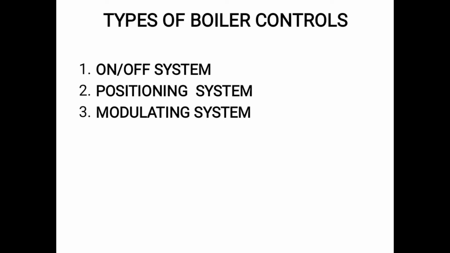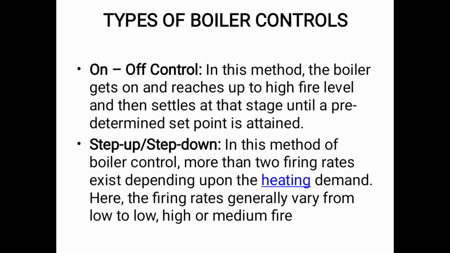Let's discuss the types of boiler control. How many controls of boilers are there? There are three main types of boiler control. One is the on-off system, second is the positioning system, and third is the modulating system. One by one, we will see the details of these systems. First of all, the on-off control system.